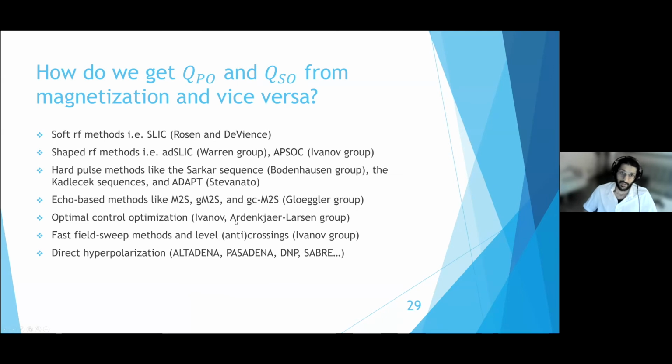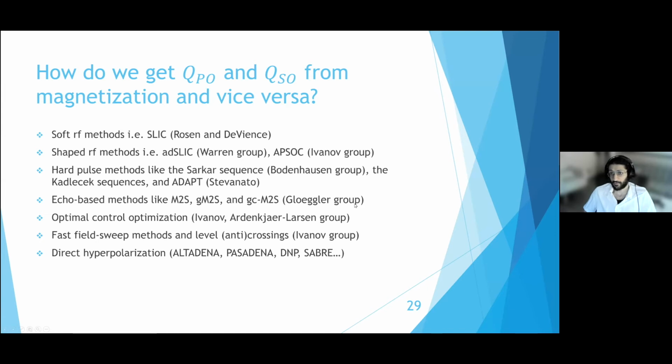And now the big question is, how are you going to get singlet precursor order and singlet order from magnetization and vice versa? And that's been answered a lot in the past 10 years of work and research on the topic. You have all kinds of work by all of these amazing groups. You have the soft RF methods, like the SLIC method pioneered by Malcolm Levitt and Stephen DeBenedictis. You have shaped RF methods, like adiabatic SLIC by the Warren Group, ABSOC by the late Konstantin Ivanov. You have hard pulse methods like the Sarkar sequence by Geoffrey Bodenhausen's group, Stephen Kadlecek, the ADAPT sequence by Gabriele Stevanato. You have the echo-based methods like M2S and GM2S, which I'll talk about in a bit.